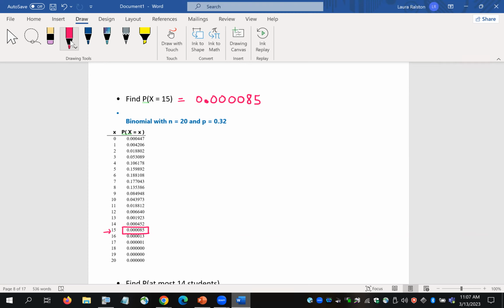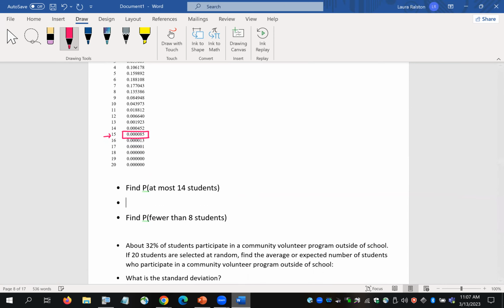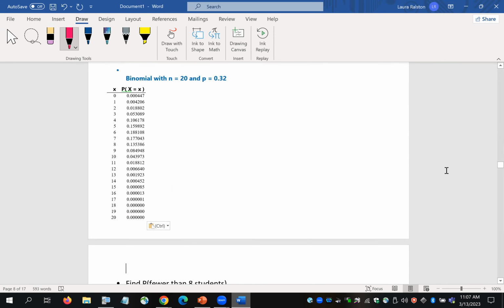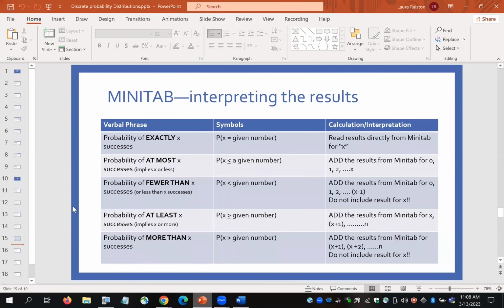That's the answer. Same scenario, but the next question says, find the probability that at most 14. It's the same table that Minitab has already created, but I'm going to read it differently. Again, look at your table. I'm doing at most. At most implies less than or equal.